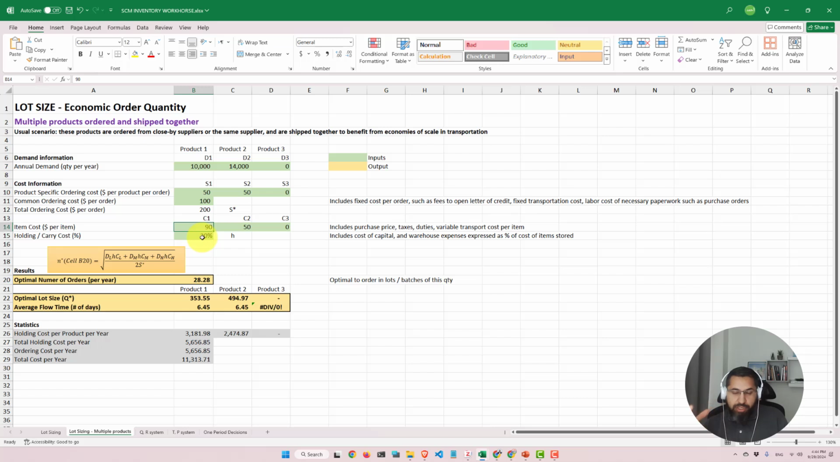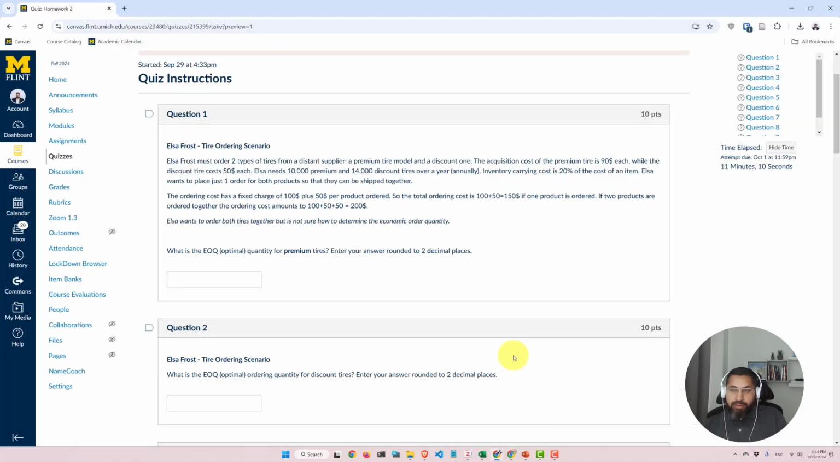Small h is how much money you have to pay to hold 1 unit of something in inventory for 1 whole year. So 20% means it's going to cost 20% of the value of the item. So 20% of $90 or 20% of $50. So we put that in.